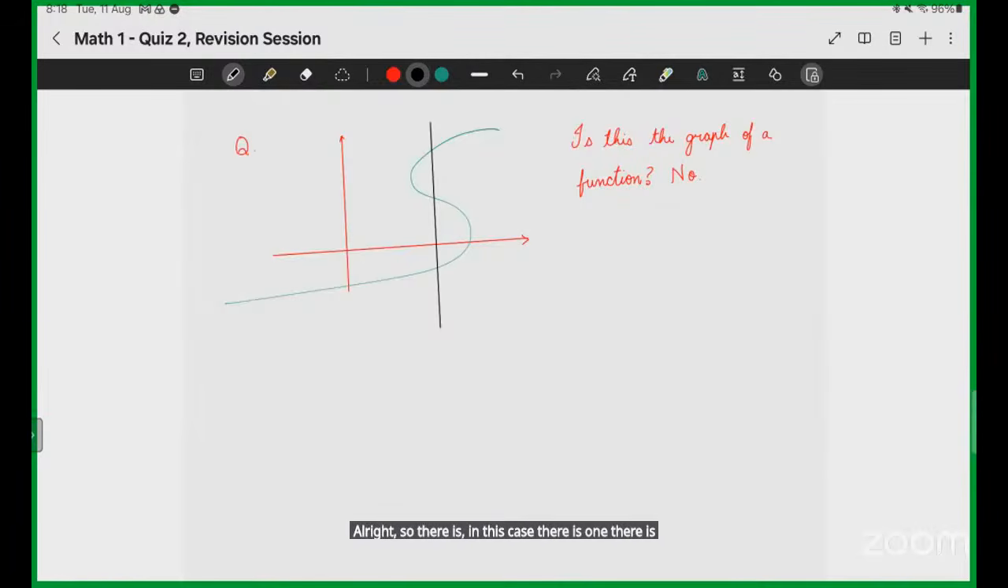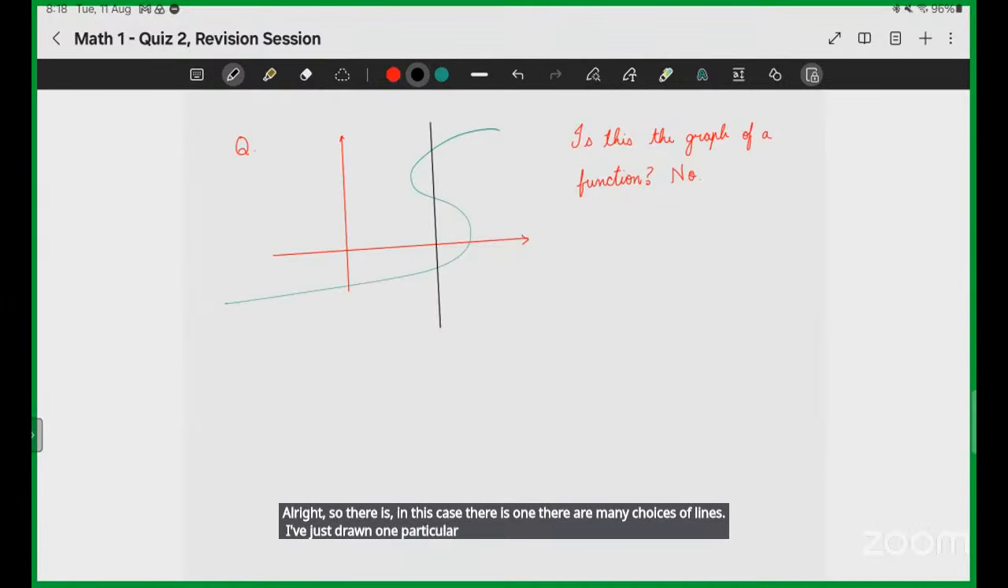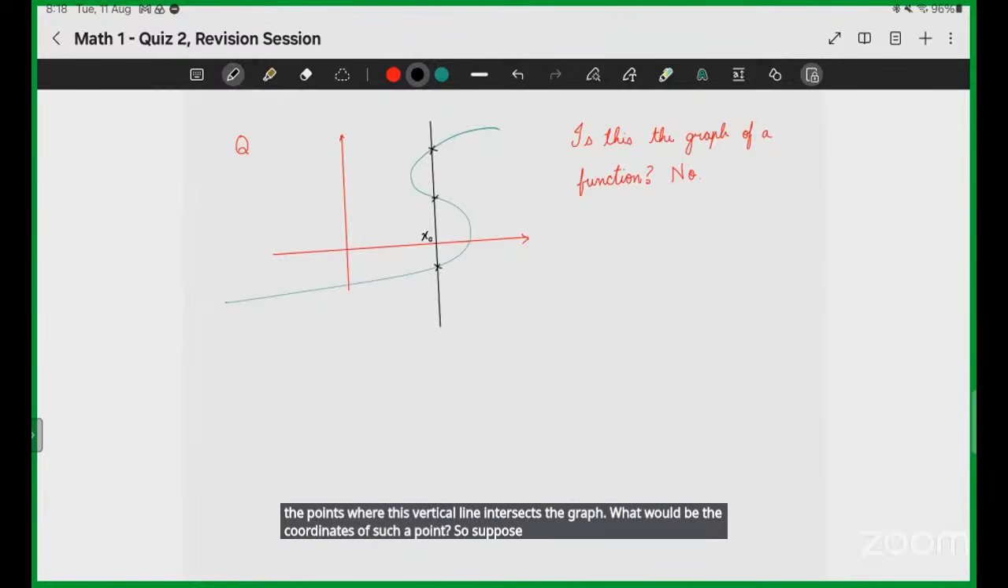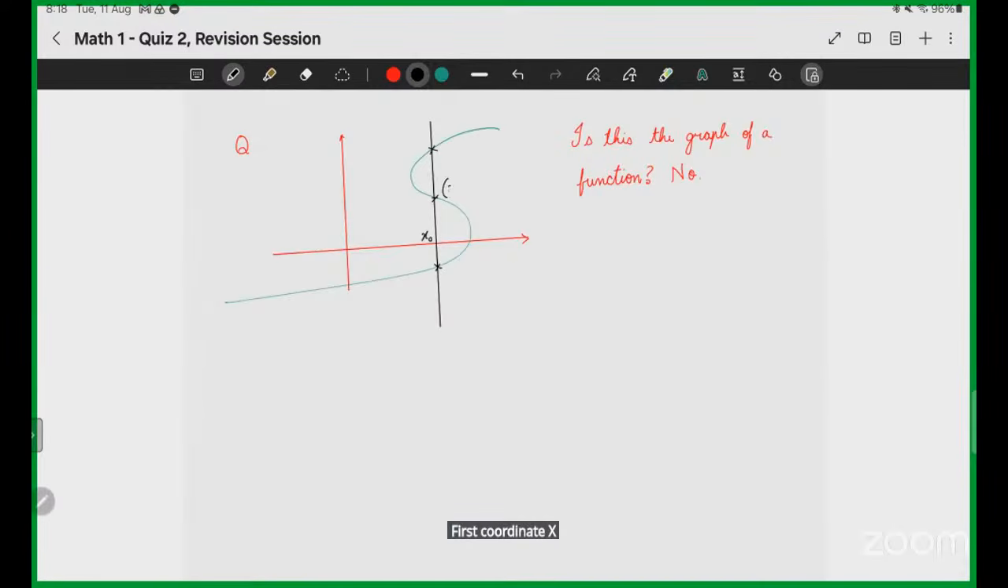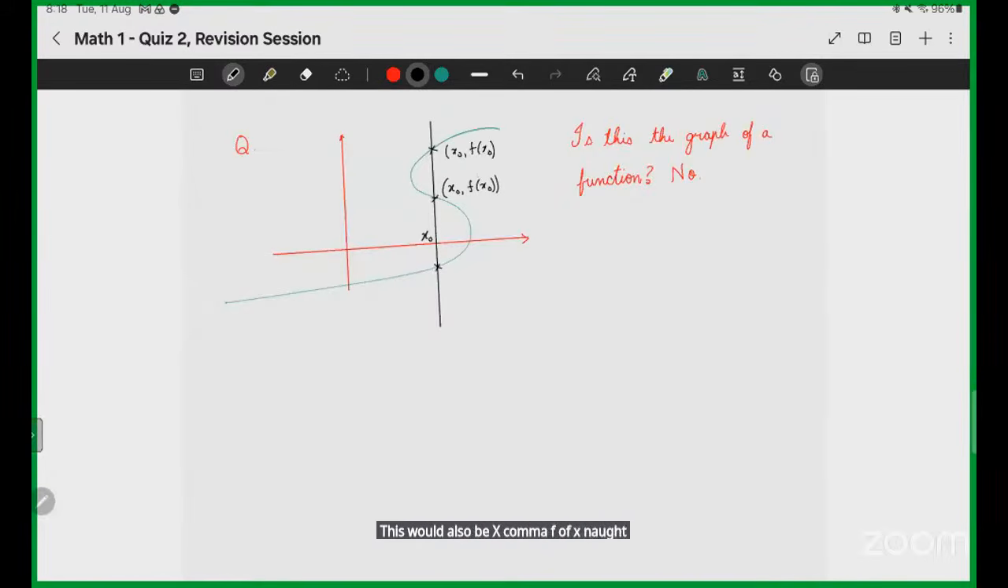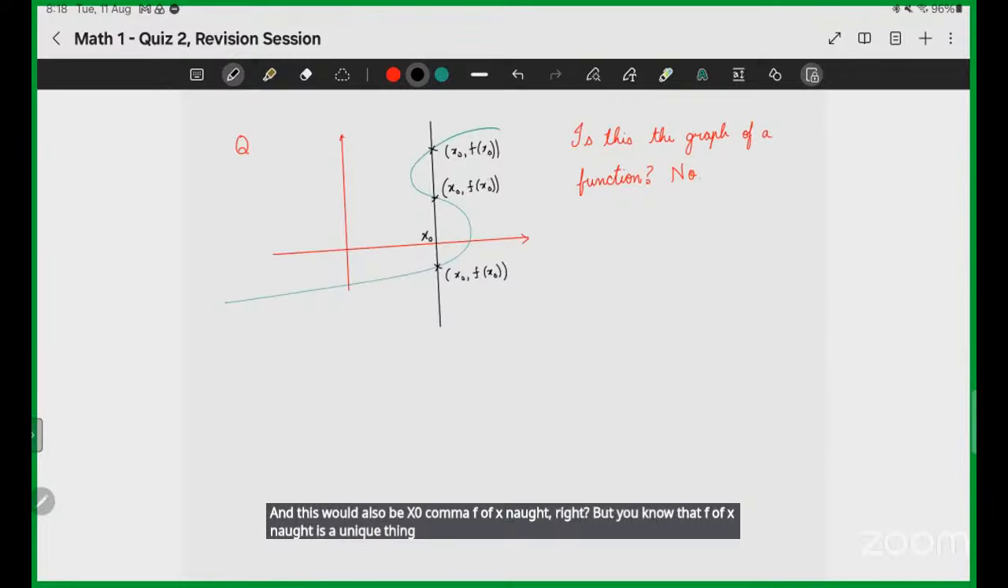There are many choices of lines. I've just drawn one particular one. So look at the points where this vertical line intersects the graph. What would be the coordinates of such a point? Suppose this point is at first coordinate x naught. So this would be x naught comma f of x naught if this was the graph of a function. This would also be x naught comma f of x naught, and this would also be x naught comma f of x naught, right? But you know that f of x naught is a unique thing. It cannot be three distinct things.